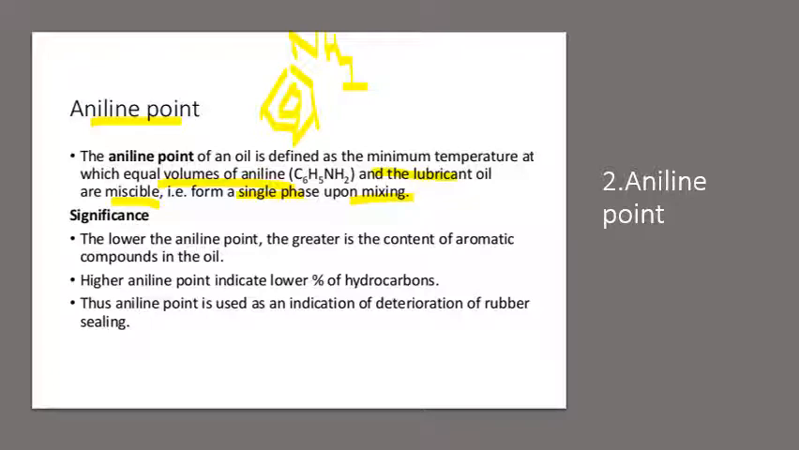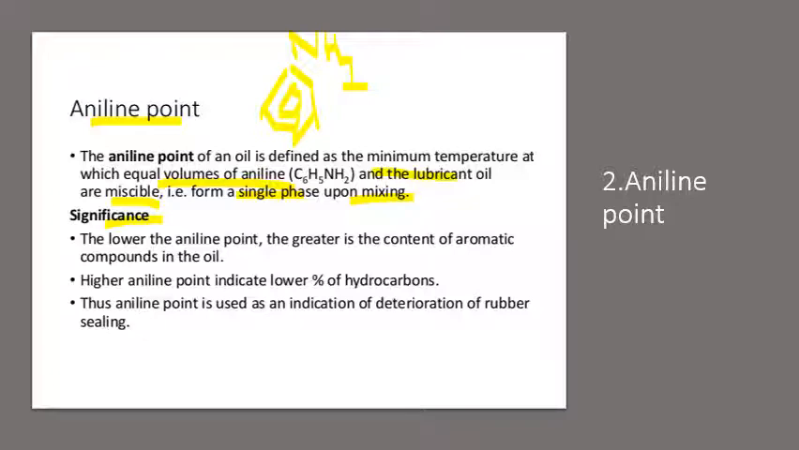So the temperature at which the aniline and the oil separate out into two different layers is called the aniline point. What is the significance of making the homogeneous phase and then recording the temperature at which they separate out? Because the aniline point gives an indication of the aromatic content in the lubricating oil.